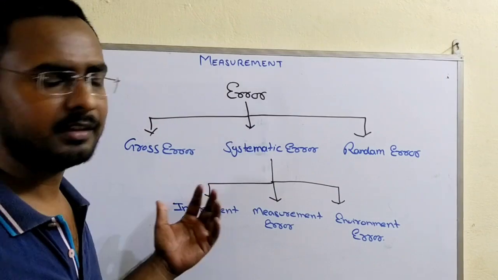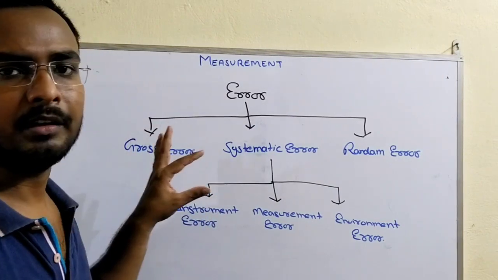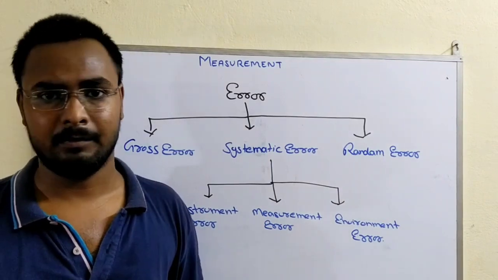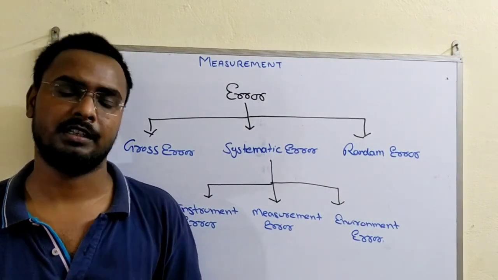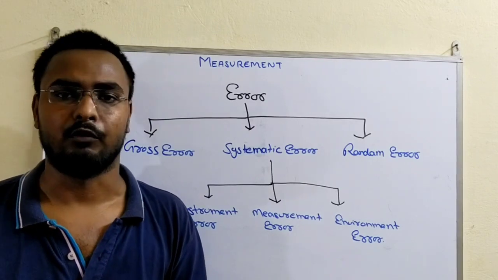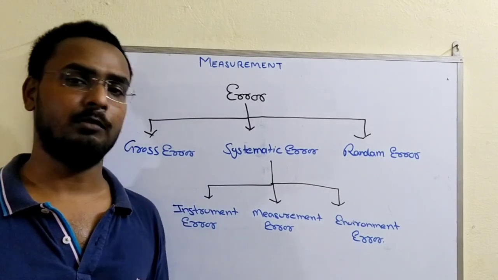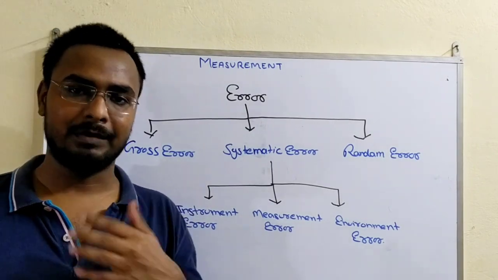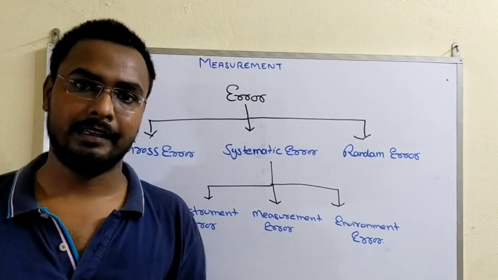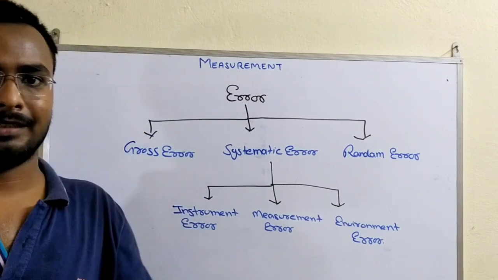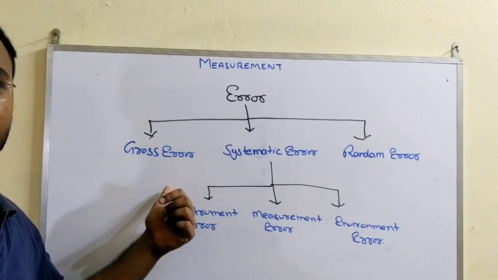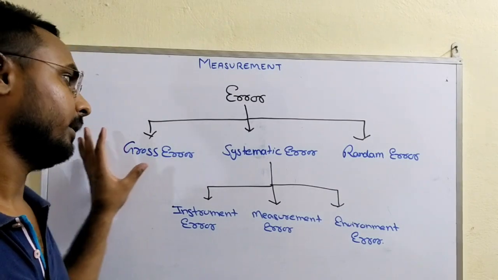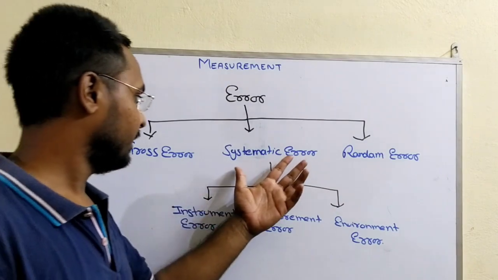First is gross error. What is gross error? It comes from human error. Suppose I am doing some experiment and the value of my voltage is 1.0005 volt, but in my notebook I write the value of voltage as 1.005 volt. So I made a mistake in writing the value of voltage, and this mistake comes under the gross error. This comes due to human mistake only. Fine.